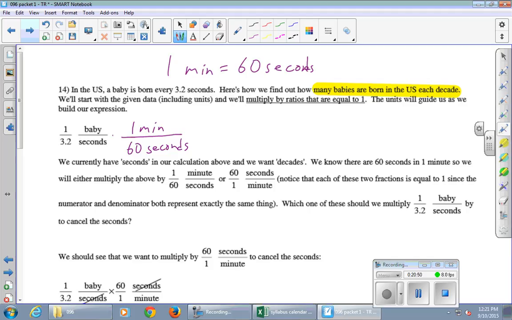And if I multiply 1 over 3.2 times the number 1, that's legal. It doesn't change anything, yeah? If you just multiplied 1 over 3.2 by 84, you've changed it. I'm not allowed to change it. I'm just going to convert it into something that's the same.